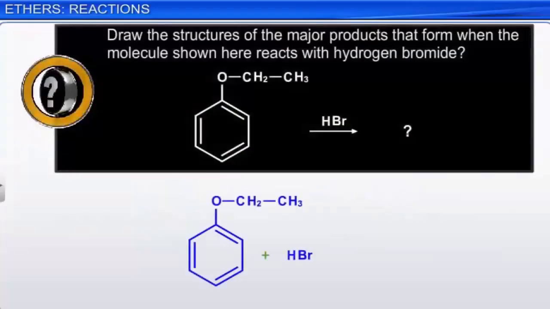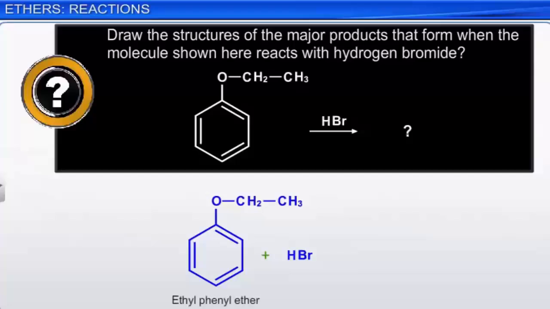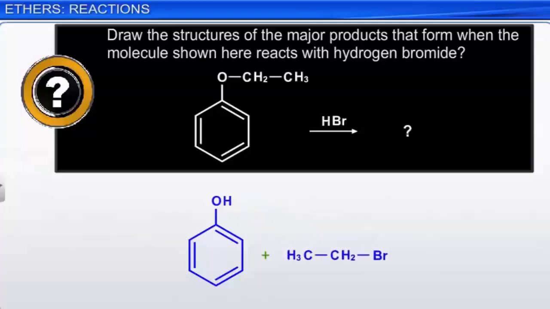Can you draw the structure of the major products that form when the molecule shown here reacts with hydrogen bromide? Since this is an alkyl aryl ether, ethyl phenyl ether, the alkyl oxygen bond will break. One product will be phenol. The other will be ethyl bromide.